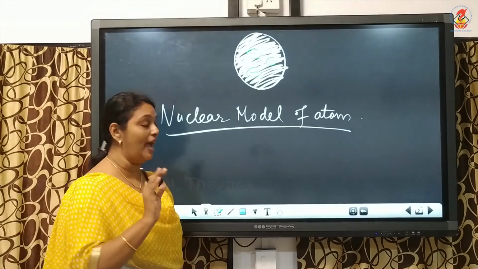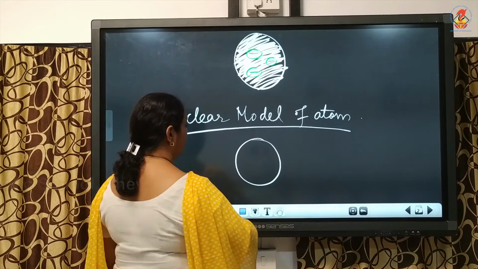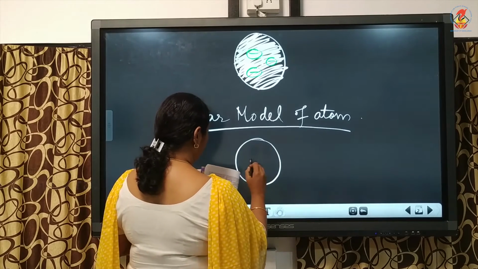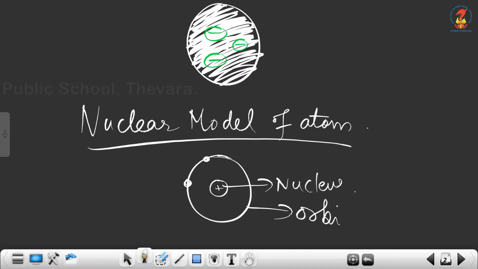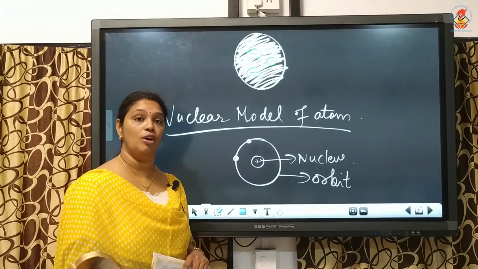So, if you draw the structure of the atom, it consists of positive charge, and that positive charge and mass of the atom is concentrated in a small region inside the atom. We call that small region nucleus. So, this is the nucleus. And the nucleus is surrounded by electrons which move around with a very high speed in circular paths called orbit. So, you can see the electrons moving around the nucleus at very high speed, and the circular path around which the electrons move around the nucleus is called orbit.